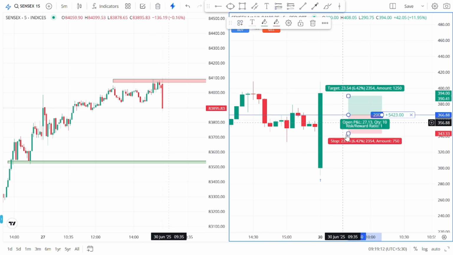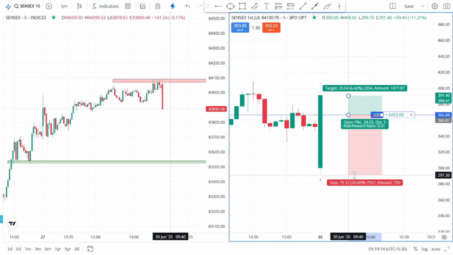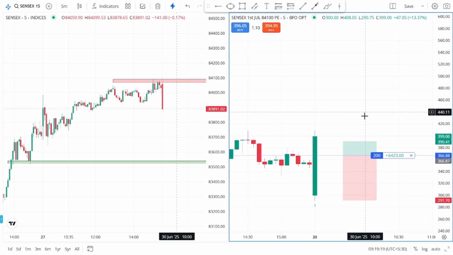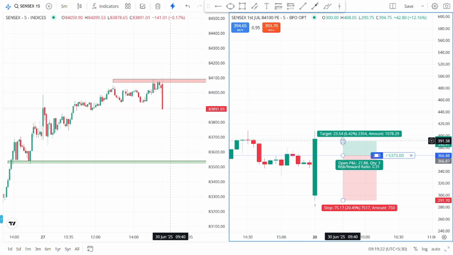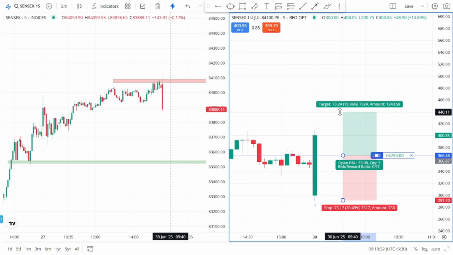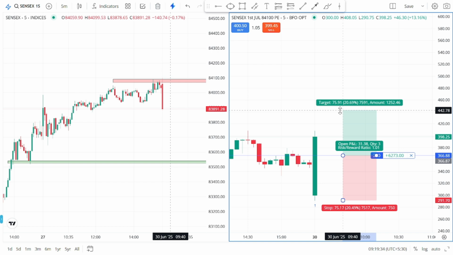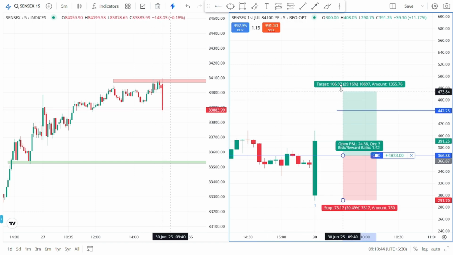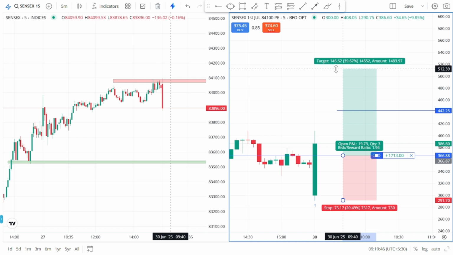1:1. I'm placing a ratio to understand the rule. We'll try to watch for 1:2, then we'll trail our SL. So I'm placing 1:2. This is the 1:1. I'm placing a horizontal line to confirm, to trail our SL, and I'm placing 1:2 to book our profits.